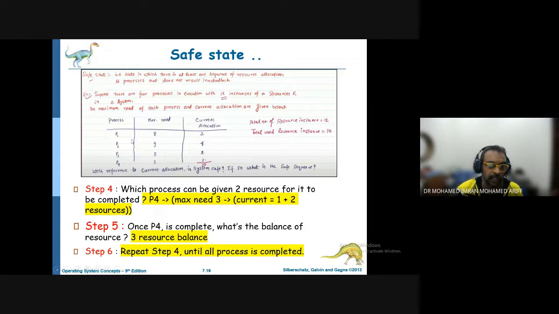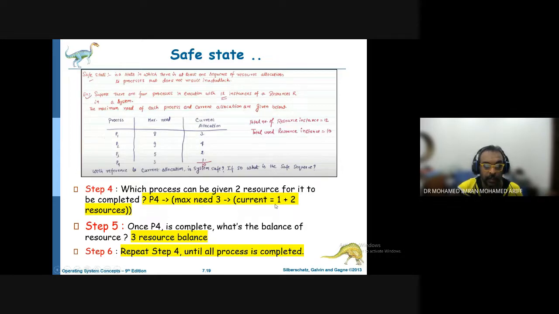Okay, cannot. Let's move on to process number 2. Process number 2 maximum needed to complete is 9. Currently 4. So 4 plus 2, 6. Cannot also. Okay. Process number 3, you need 5, but currently you're given 2. So add 2 more, it's 4. Not enough. Process number 4, at the moment you need 3. At the moment you're given 1. This is nice.